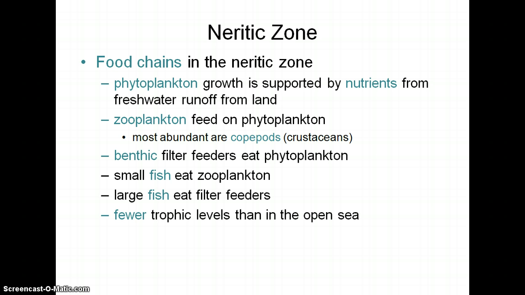And then you get different benthic filter feeders that eat the phytoplankton, and you get the fish that eat the zooplankton and the large fish that eat the filter feeders and the smaller fish. Basically there's just a few trophic levels in the Neritic Zone as opposed to the open ocean, because there is just so much phytoplankton and so much food that you don't have to go very far up from the phytoplankton in order to find food. So very few trophic levels as compared to the open sea, which you'll see next cycle.